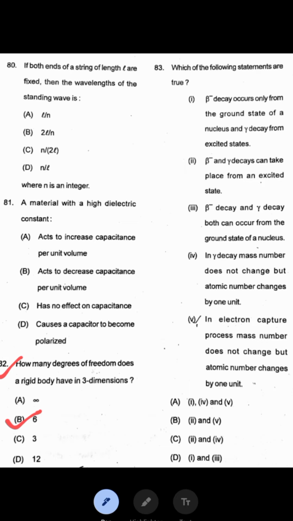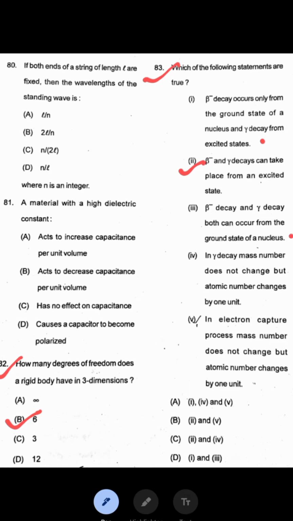Whatever may be the number of particles in the rigid body, the total degrees of freedom will be equal to 6. Then in question number 83, which of the following statements are true? Beta minus decay occurs only from the ground state of a nucleus and gamma decay from an excited state. This is not true. Beta minus decay and gamma decay can take place from an excited state. This is true. Beta minus decay and gamma decay both can occur from the ground state of a nucleus.